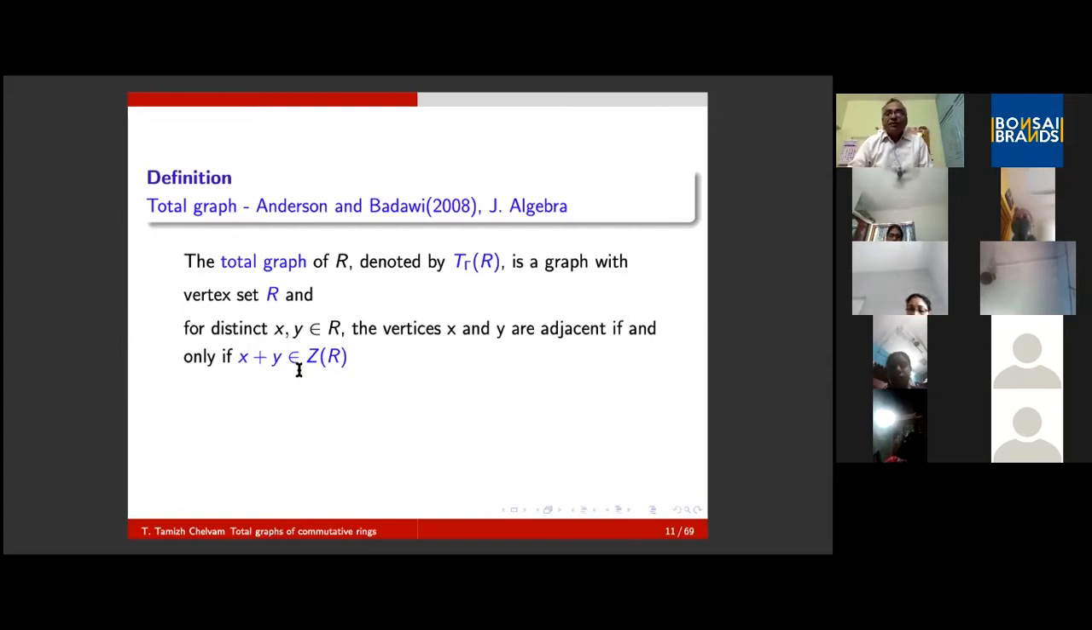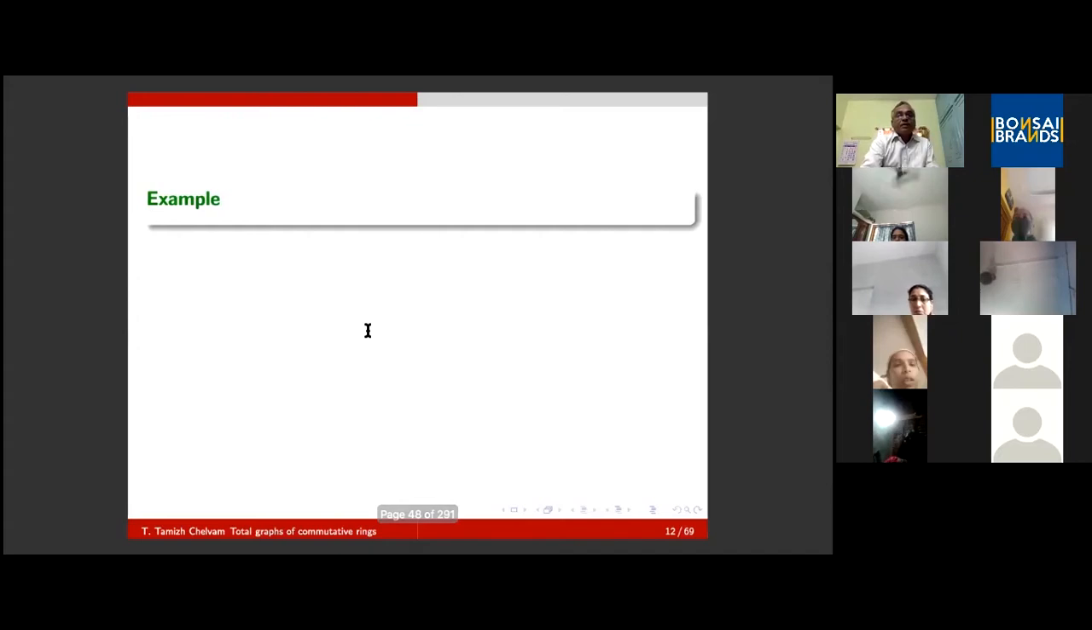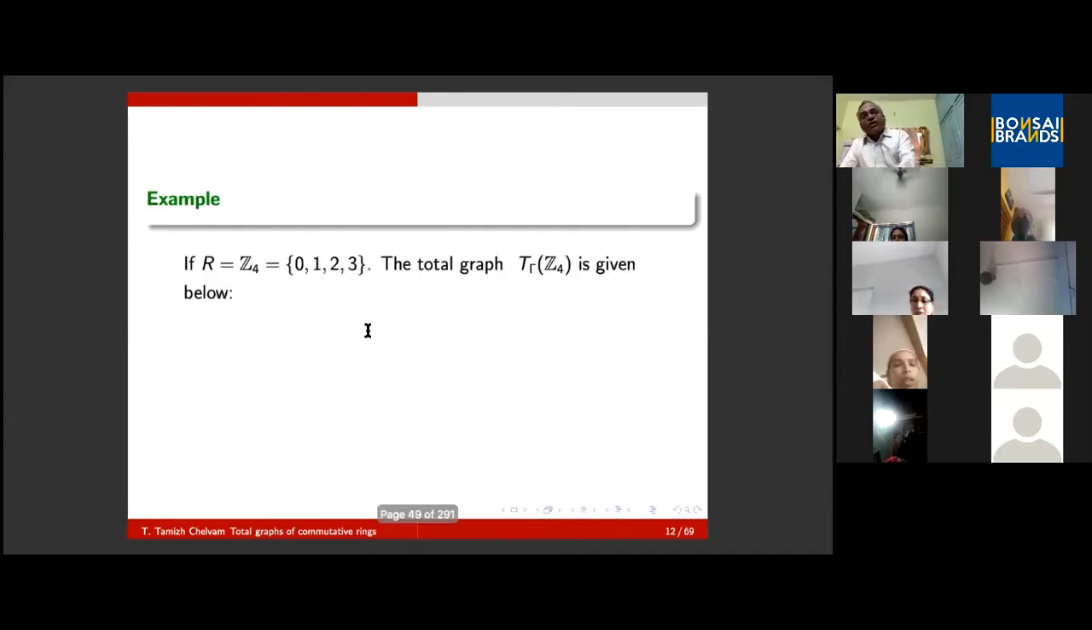Here we make two vertices adjacent provided x plus y is an element of the zero divisor set. Of course, in the notion of a Cayley sum graph, this total graph is nothing but Cayley plus (R, Z(R)). As I mentioned, multiplication is used in the case of the zero divisor graph Γ(R), and addition in the case of the total graph T Γ(R).